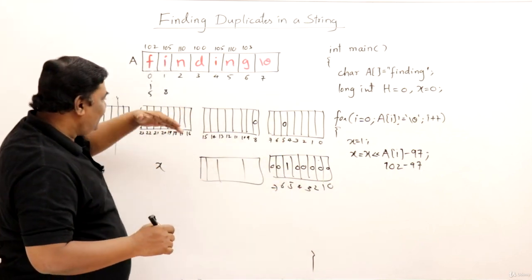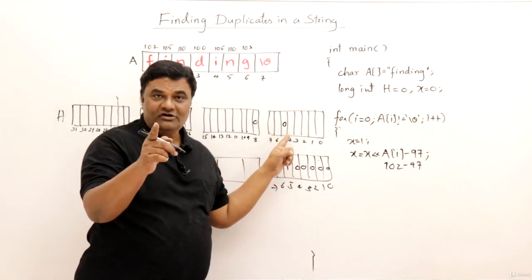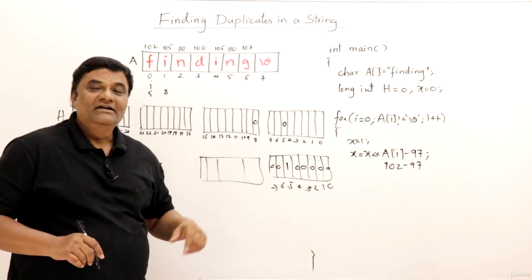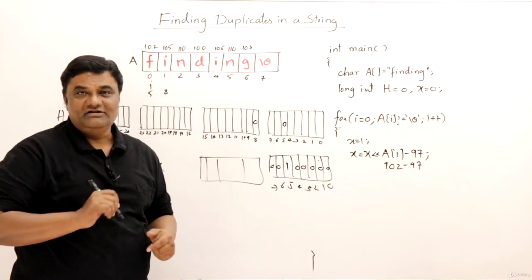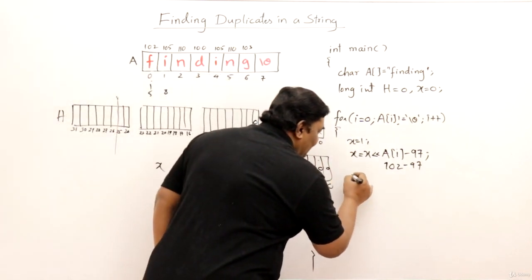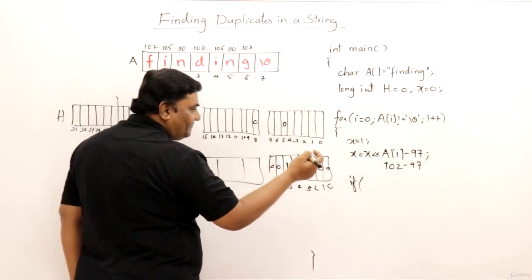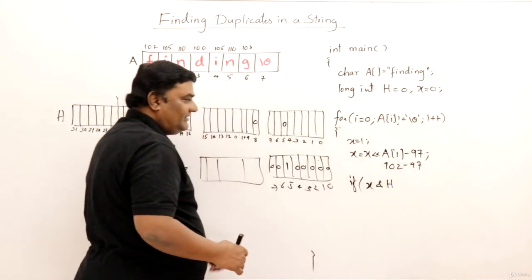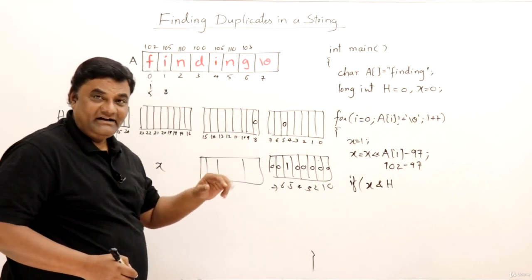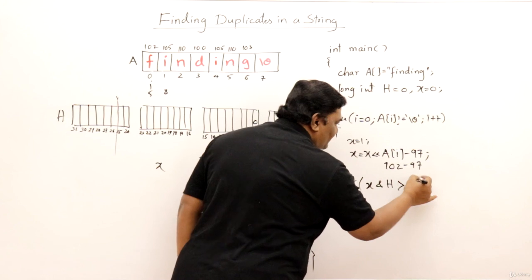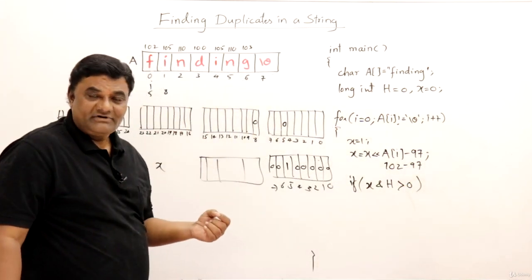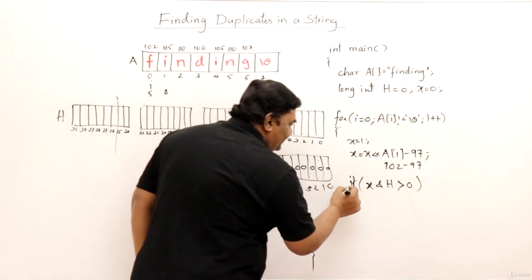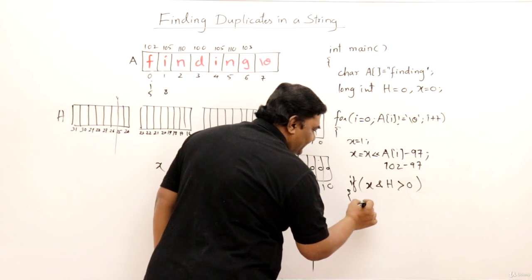Now check inside h whether that bit is on or not. If it is already on, it means it's a duplicate letter, it's already there. If it is off, set it on. So I will check here. How to check whether this is on or not? By masking. So x and h. If the result of ANDing is greater than 0, we got some non-zero value. If that is off, we get 0. If that is on, we get a non-zero value.